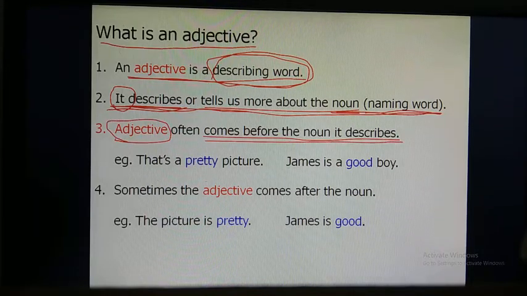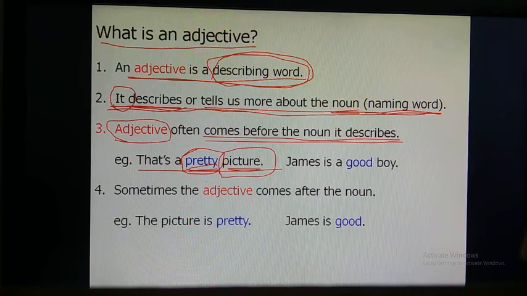Okay, for example, that is a pretty picture. Here the noun is picture, and before the noun picture the word coming is pretty. So this pretty is the adjective, because pretty means beautiful, and picture is the noun. So pretty is describing the picture.